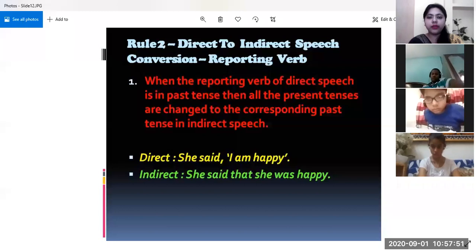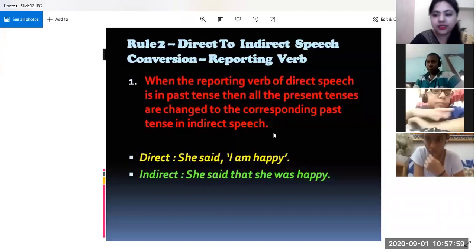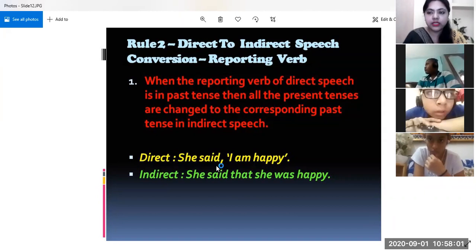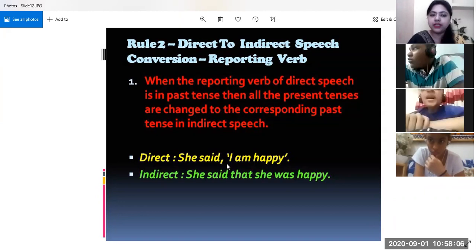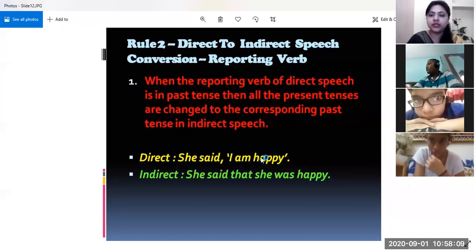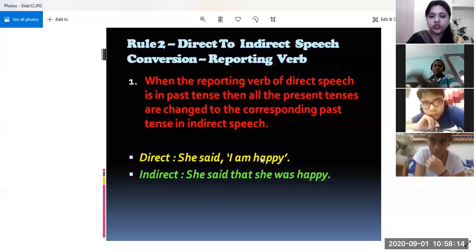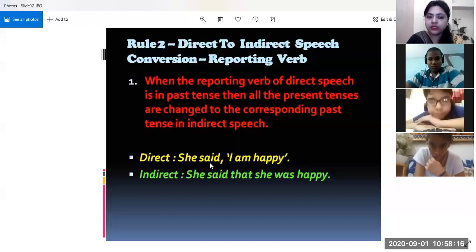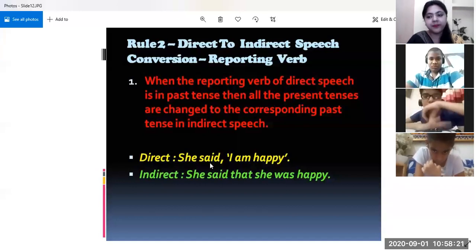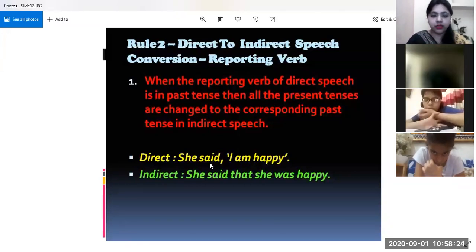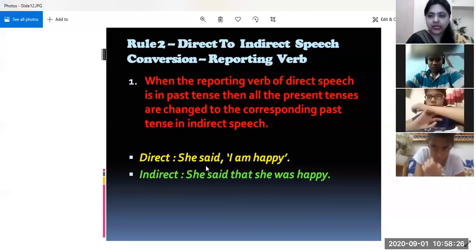Now we come over to rule number 2, reporting verb. What does this mean? I told you what a reporting verb is. Said, say, these are all reporting verbs. When the reporting verb is in the past, then all the present tenses are changed to their corresponding past tenses. We will learn about the change of the tenses after this. First you should know that say is the present form of the verb and said is the past form of the verb say. So whenever you find the reporting verb is in the past tense.